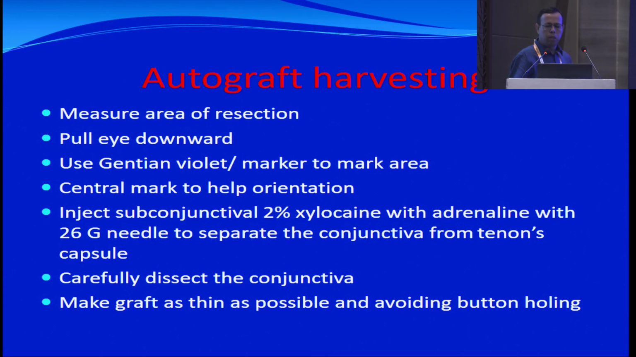So we have to measure the area of dissections. So we have to pull the eye downwards, use the Jensen violet or any marker pen to mark the area, and also we have to mark the central area to help the orientation. We just inject the subconjunctival 2% xylocaine with adrenaline with 26 gauge needles to separate the conjunctiva from the Tenon's capsule, and we have to carefully dissect the conjunctiva, and we have to make the graft as thin as possible and avoid the buttonholing.